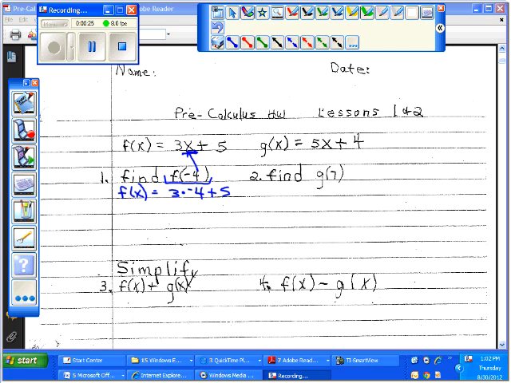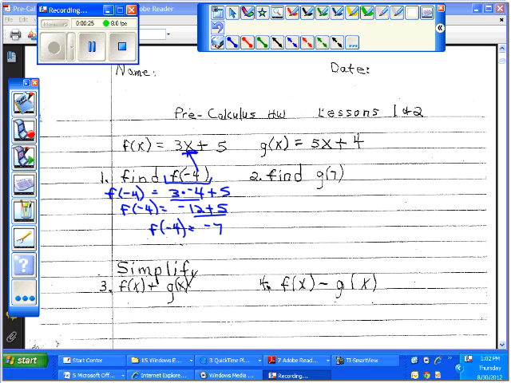Now, we could actually say here, instead of f of x, we could continue down with f of negative 4 is. The function evaluated at negative 4 is. We're going to multiply first and get negative 12 plus 5. Negative 12 plus 5 is negative 7. So the function evaluated at negative 4 is negative 7.